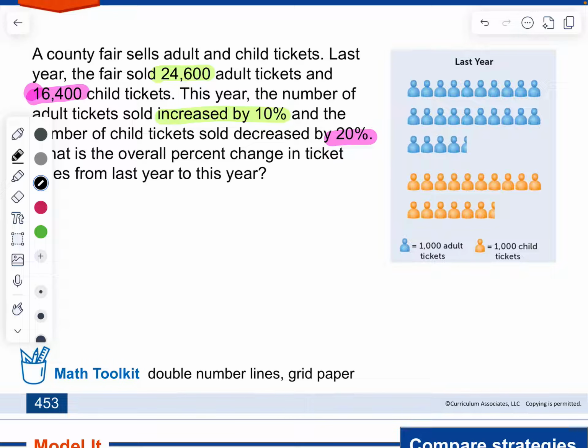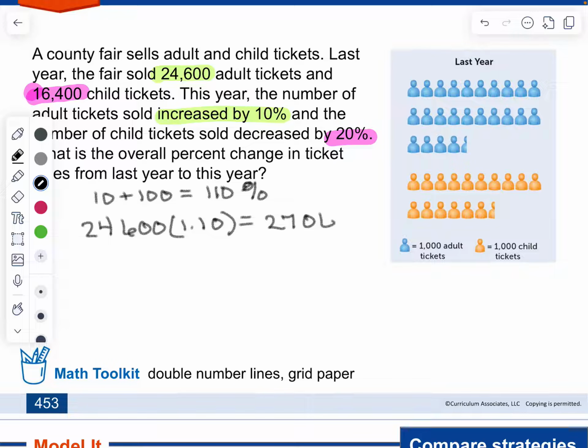24,600 adult tickets, and it increased by 10%. So if we have 10% and it's an increase, we can add 100% to get 110%. 24,600, change 110% to a decimal, times 1.10, is 27,060. So that is our new number for adult. Maybe we should label.